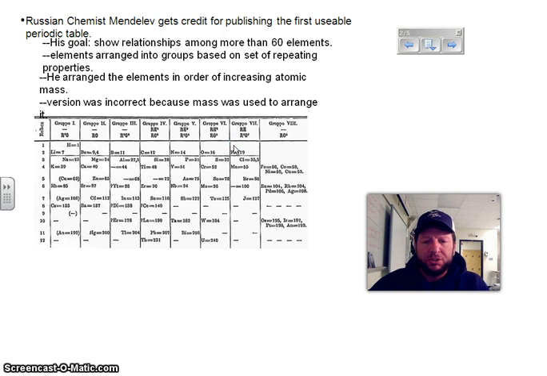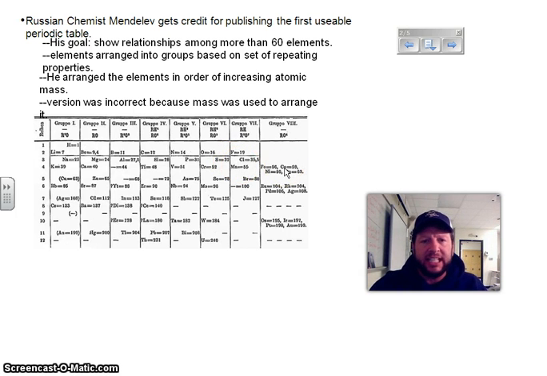Here is what his original table looked like. Okay, and he had these all arranged by atomic mass. As you can see, he had lithium right here where the mouse is. You can see that. Potassium, rubidium, cesium, all right. Beryllium, he had boron, he had carbon, and these are all by mass now. See, carbon's mass is about 12. Nitrogen, oxygen, etc. So this is what his table looked like, which proved to be incorrect.